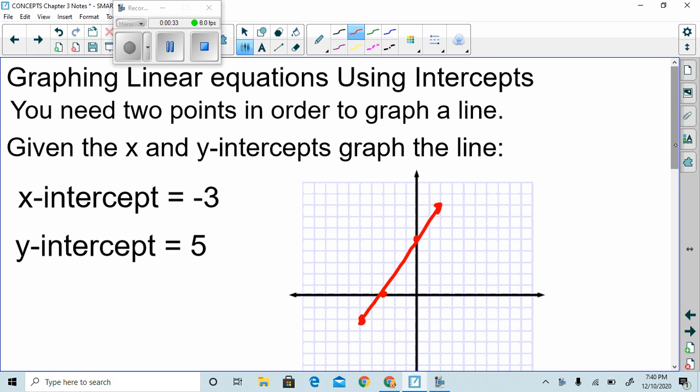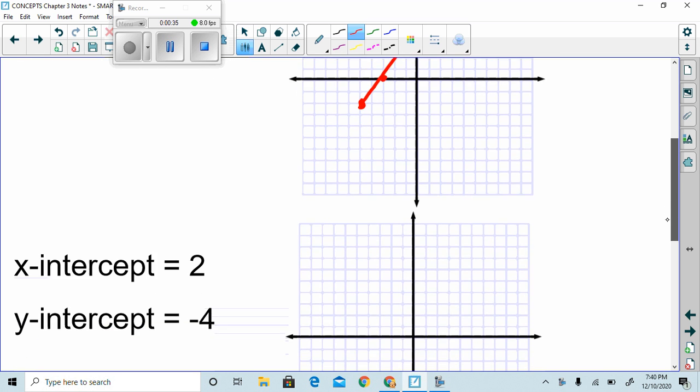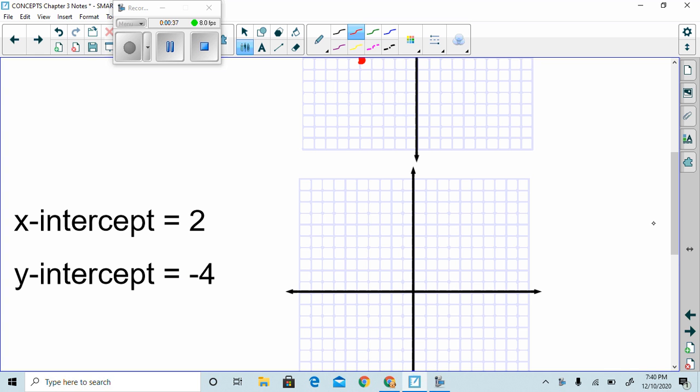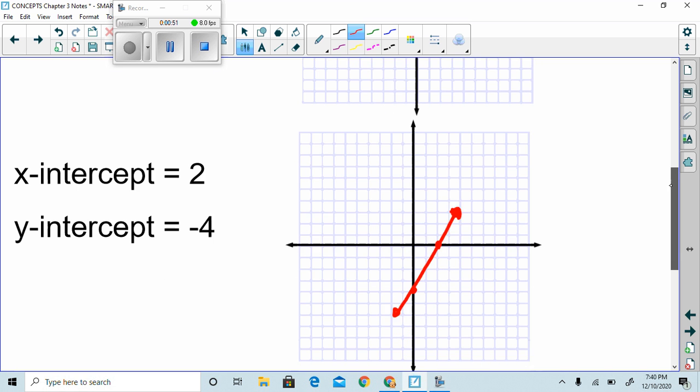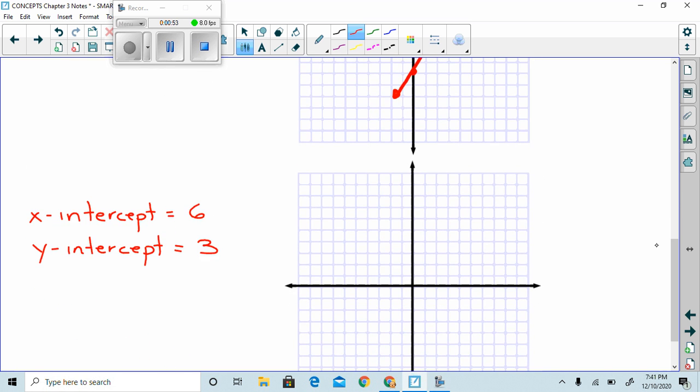Remember, the easiest ones come first when you're given the information. X-intercept, point on the x-axis, y-intercept, a point on the y-axis, 2 points, 1 line. Arrows at both ends, a line goes into infinity. The easiest ones where they're already giving you the information.